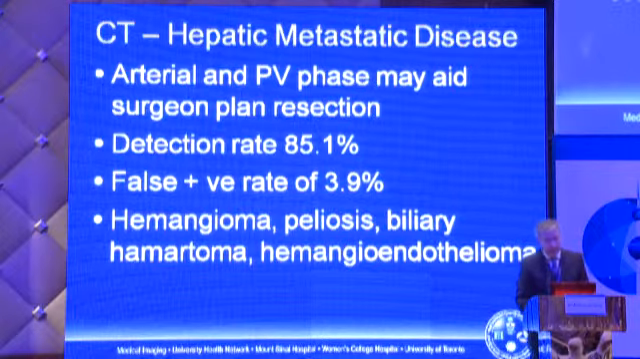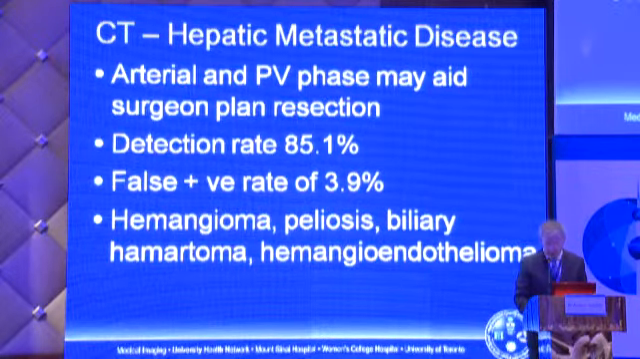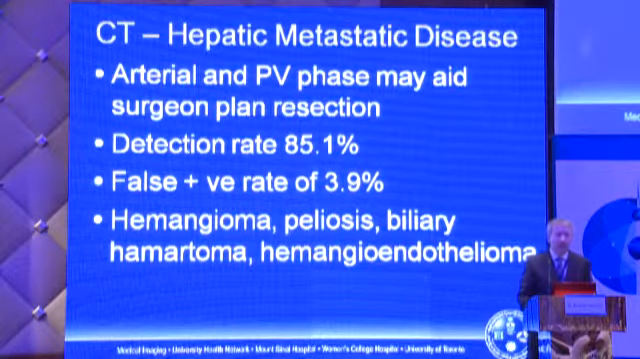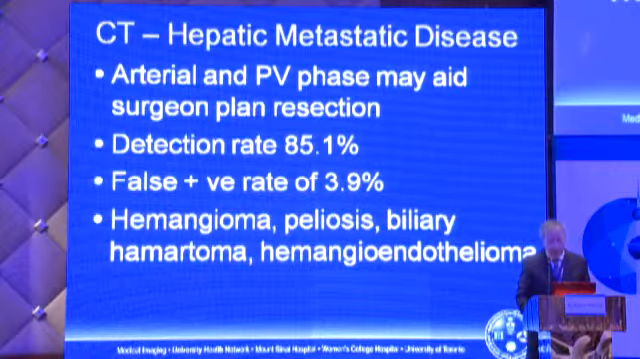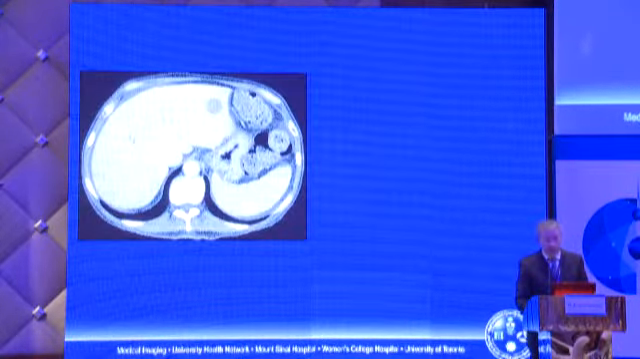Detection rate of colon cancer mets with CT is probably in the mid-80s somewhere. It may be a little higher now. False positive rates, though, with CT run close to 5%. So certainly hemangiomas, peliosis, biliary hamartomas, hemangioendotheliomas can all look very like colon cancer mets, and you may need other problem-solving modalities, ultrasound or MRI, to help you, particularly if the patient is being considered for liver resection.